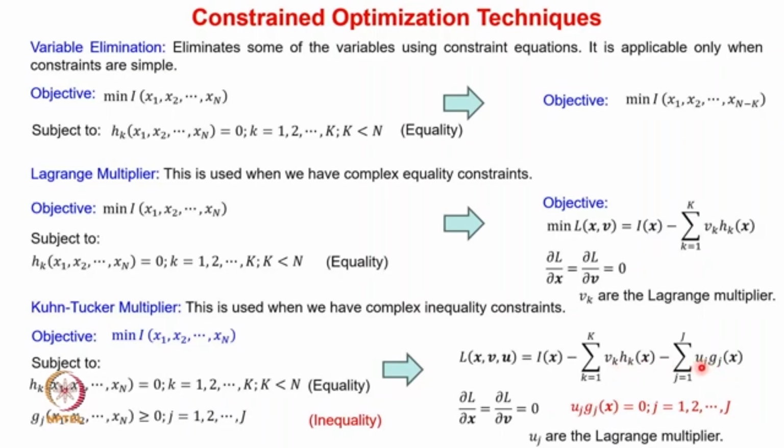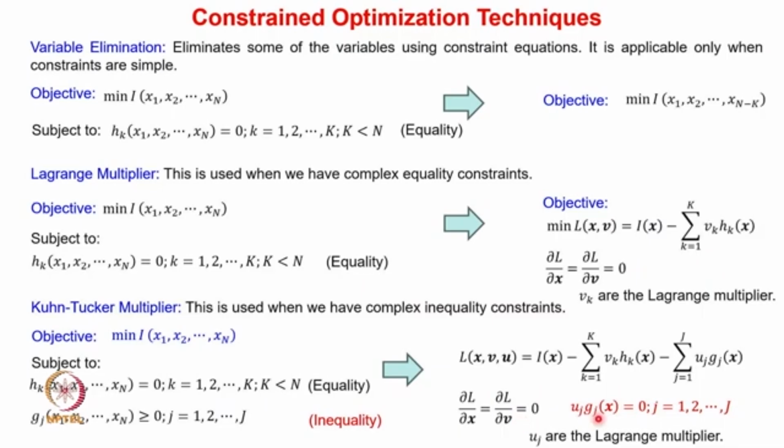So you can see that here u1, u2, u3 all the way to uj, these are nothing but the Kuhn-Tucker multipliers corresponding to g1, g2, g3 all the way to gj, and you can see that all these g's are nothing but what? Inequality constraints. So even these inequality constraints and equality constraints both are combined here in the Lagrange function. Once we have obtained this Lagrange function, it is optimized in terms of x and v by differentiating it with respect to x and v, isn't it? So dou L by dou x is equal to dou L by dou v equals to 0. So these are the optimization with respect to x and v.